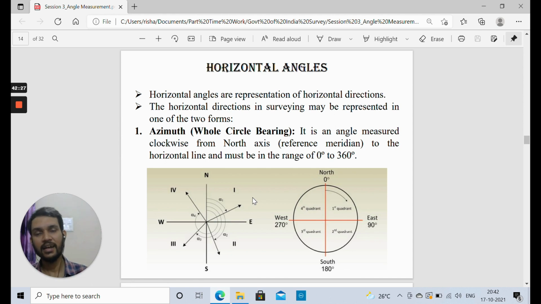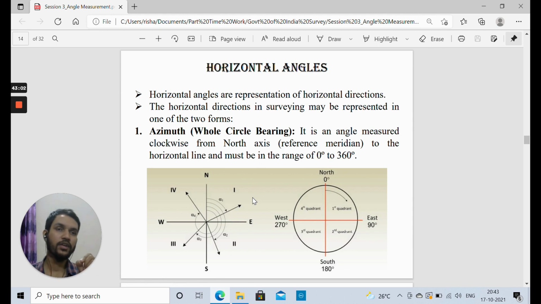From the origin, in the direction the north of the needle will be pointing, with reference to that north axis, whichever angle is made is known as azimuth, and this angle rotates clockwise. From north, the clockwise angle that will be made is the whole circle bearing, and this angle may range from 0 degree to 360 degree. So it is the angle measured with reference to the northern axis, which is considered the reference meridian. The angle will be measured in the clockwise direction.